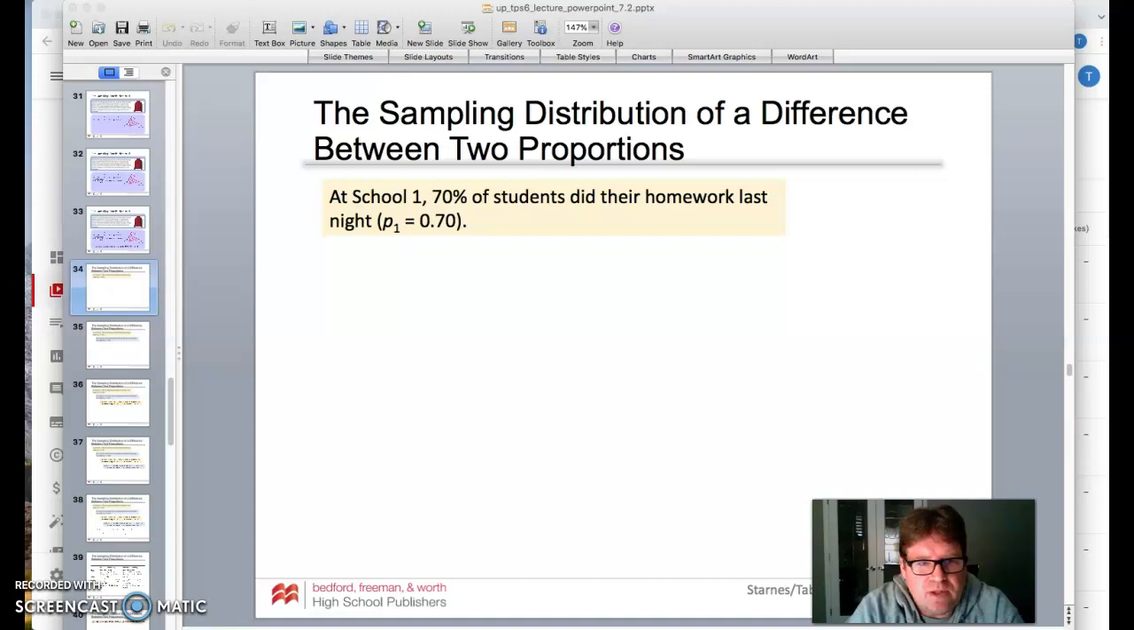Okay, we go back into section 7.2. We'll do the second half today. We're going to talk about the sampling distribution of a difference between two proportions.